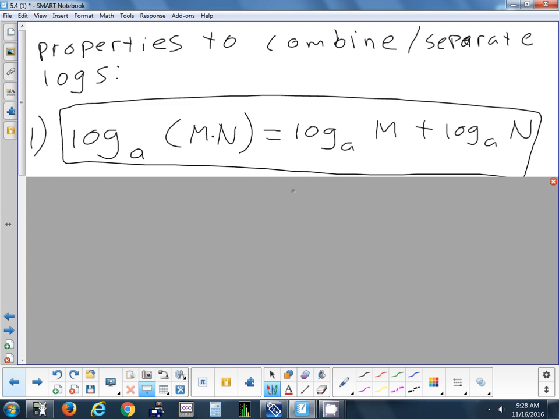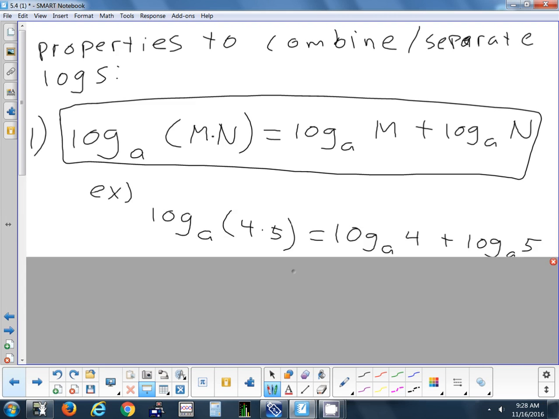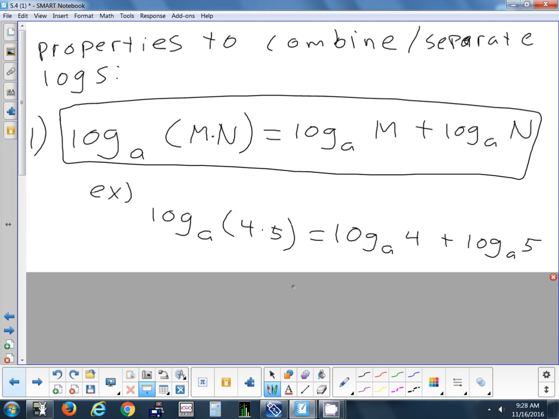So I'm just showing it to you for 2. But if you had m times n times k, you could put plus log k on the end. Okay, so you can split it up as many times as you want. And there's an example with numbers. Okay, so this one I'll show you on the calculator. I'll type in log of 4 times 5, and I can do this for any base. But if I want to show you on the calculator, what's one base I can do quickly on the calculator? E or 10. I could do it for either one. Okay, I'll do it for base 10.